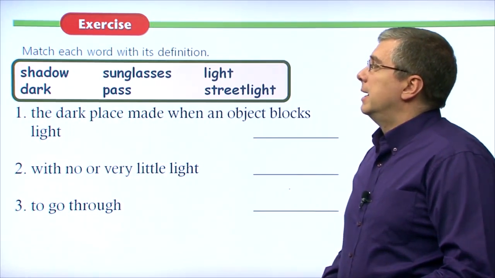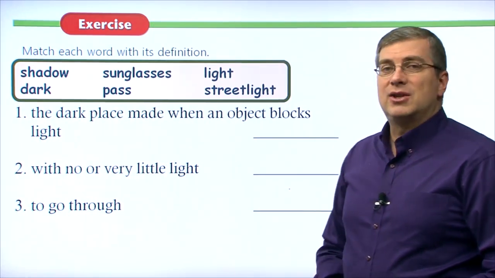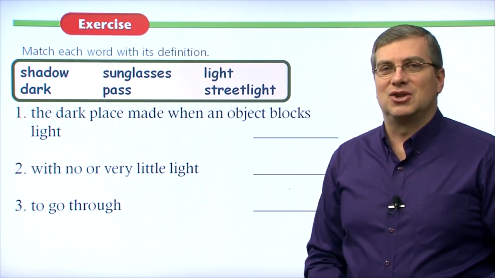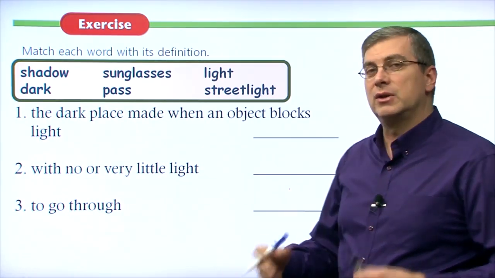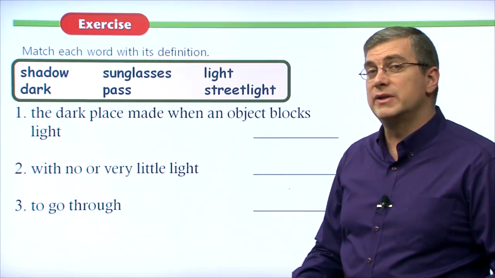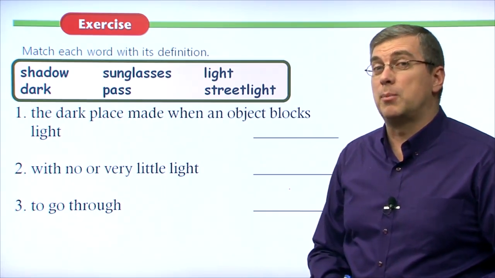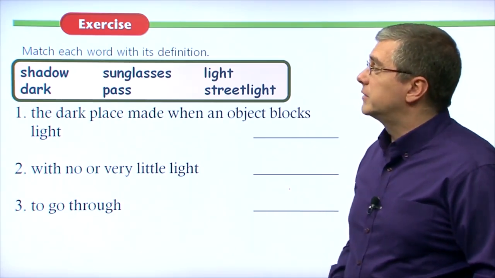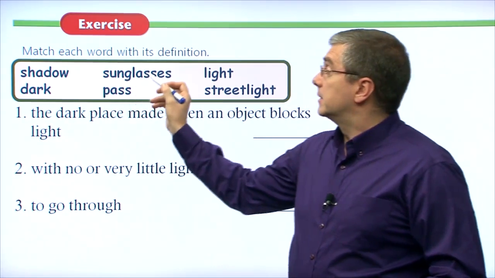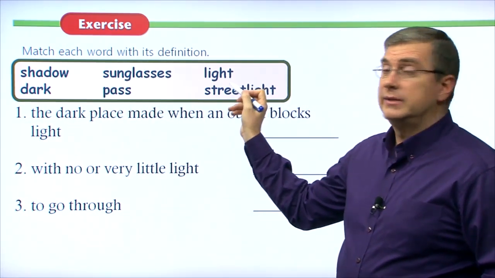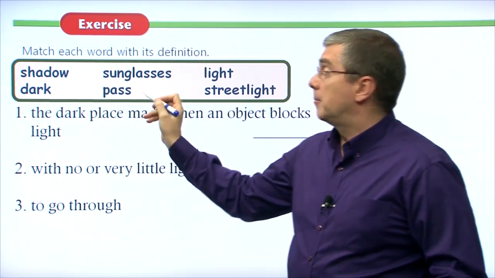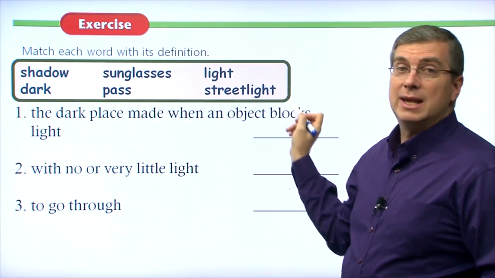Let's do the exercise to match our vocabulary with definitions, okay? We've just learned a lot of good words, a lot of interesting words. Let's match these words with the proper definition. Our words are shadow, sunglasses, light, dark, pass, and streetlight.